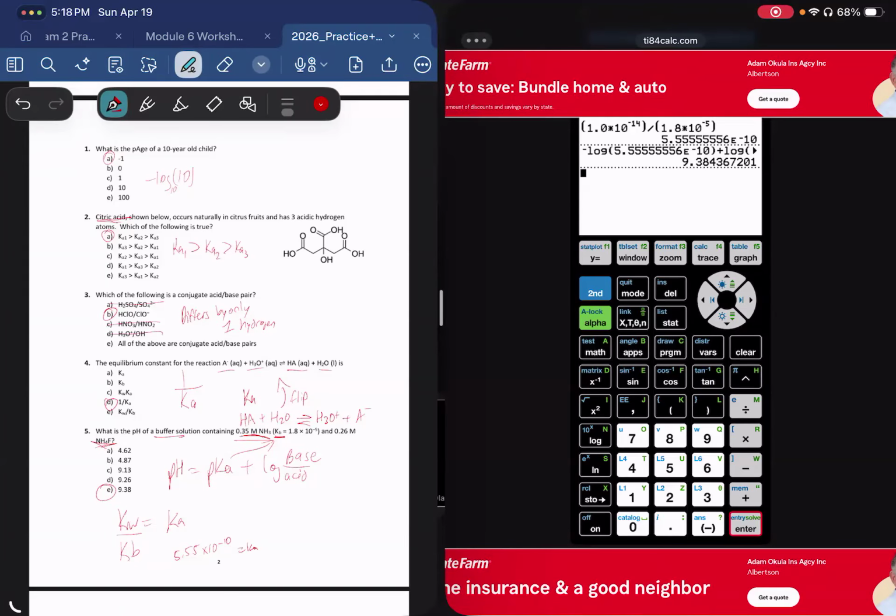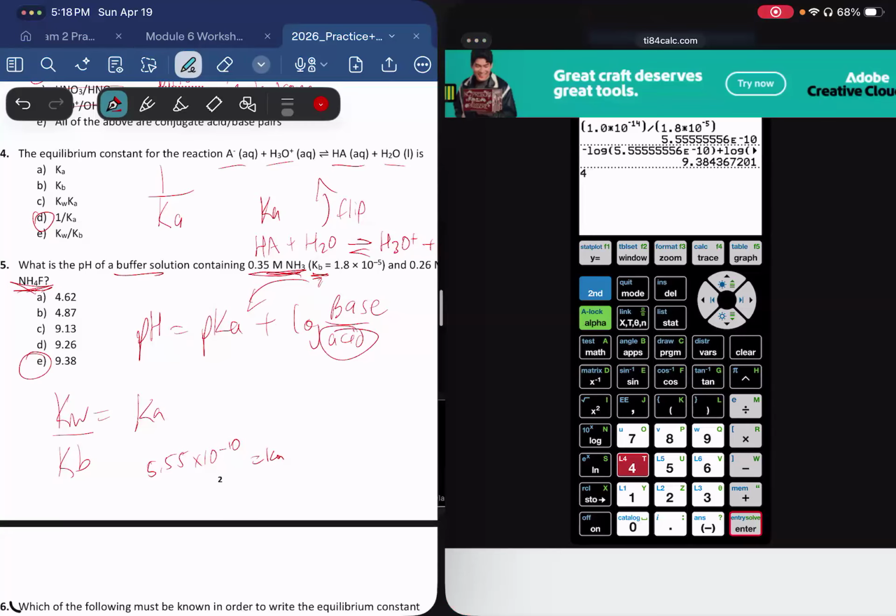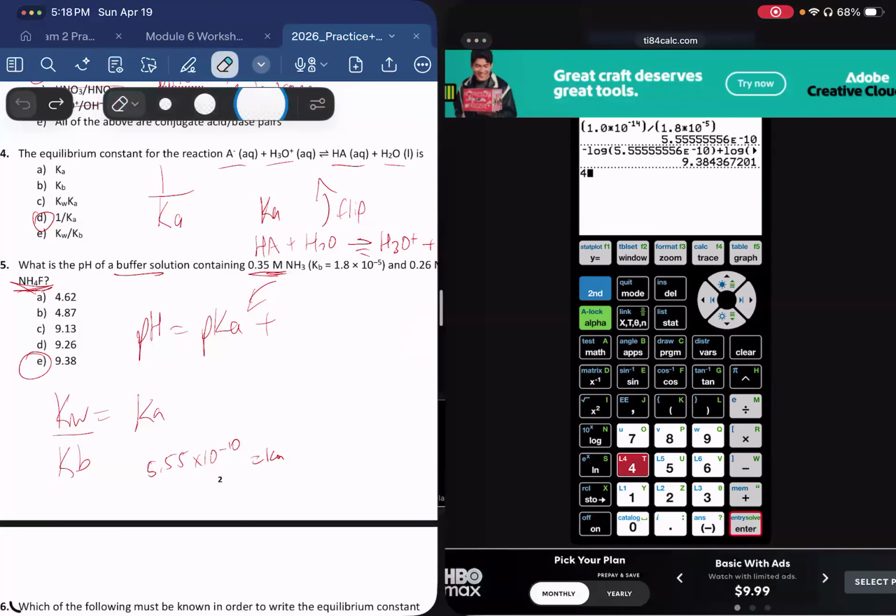But one thing I'll say about five is it's very easy to get confused with what you have and what you don't have. It's easy to put the wrong values into things, right? If you have Kb, make sure you have Kb. In addition, if you have a base and the acid, you want to make sure you put them in the proper spaces. The acid goes on the denominator and the base goes on the top.